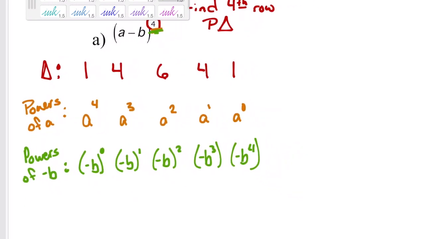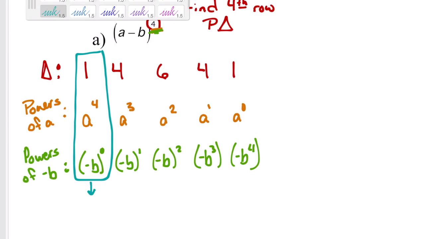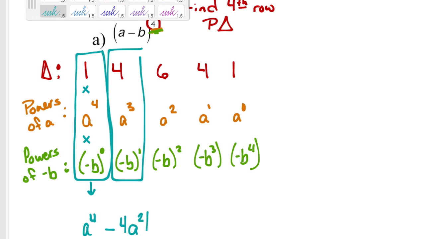Now I worked at McDonald's and we had combos. So basically we're going to do a combo of all of these. Each of these columns, so columns go vertically, are going to create each term using multiplication. So 1 times a to the 4th times negative b to the 0 power, which is going to give us a to the 4th. Going to multiply all of this in. So 4 times a cubed times negative b to the 1st will give us negative 4a cubed b.